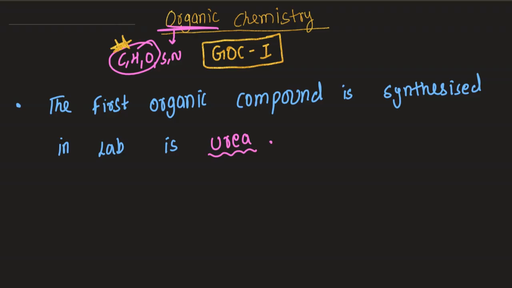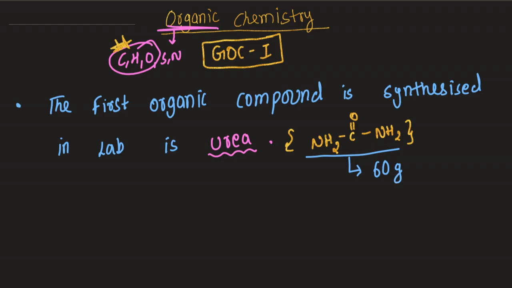Okay, next, what is the structure of urea? The structure of urea is NH2 C double bond O NH2. Next, moving to the next important point regarding urea. When you calculate its molar mass, it is 60 grams. So instead of wasting your time in the exam drawing the structure and finding the molar mass, just directly remember: molar mass of urea is 60 grams.